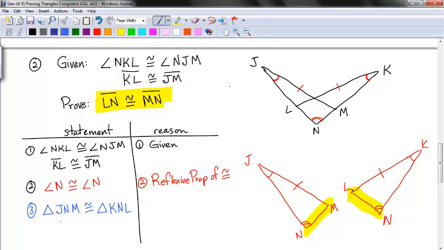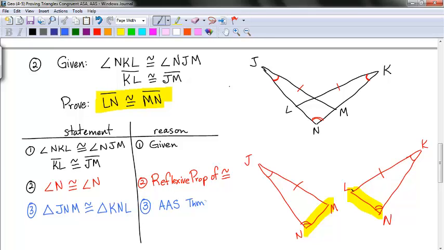I don't care how you start, JNM, you could start with NMJ, you could start with MJN. But whatever you start with here, you've got to make sure it corresponds over on the other one. It's got to be in the right order. The order makes a difference. And what reason? Angle-angle-side. That one was actually a theorem, right? That was two angles and a non-included side, because this side is not included.